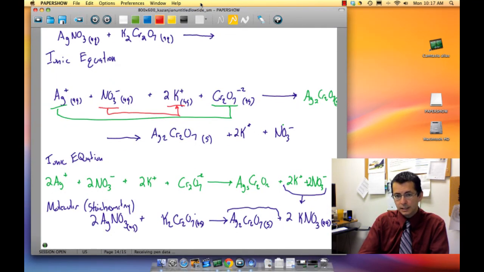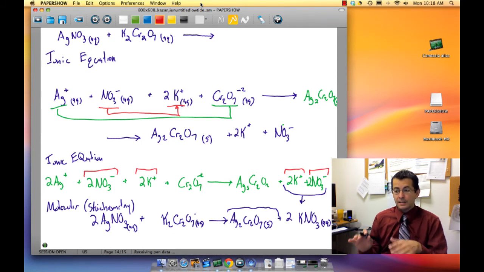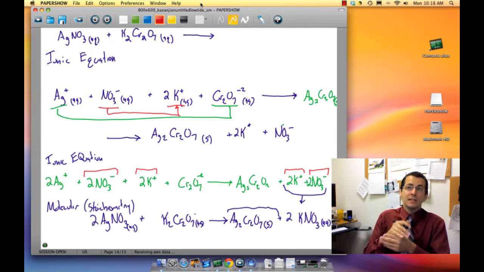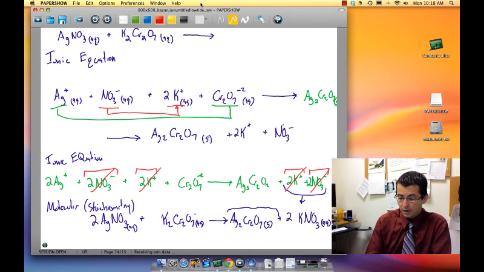If we look at the ionic equation, we'll see that there's some potassium on both sides and some nitrate on both sides. And if you remember anything from math, when you have the same thing on both sides of the equation, they cancel out. So we could cancel out these potassium and these nitrates, leaving us with the following, a simplified formula that we call the net ionic equation.